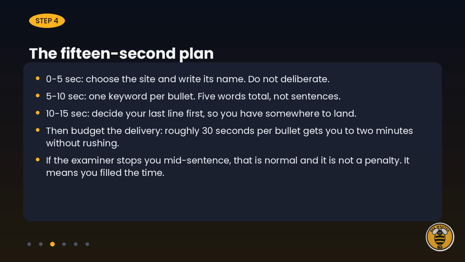And here is the plan itself. 5 seconds to choose the site and do not deliberate. 5 seconds for one keyword per bullet, 5 words in total, not sentences. 5 seconds to decide your final line so you have somewhere to land. Then budget roughly 30 seconds per bullet, which gets you to 2 minutes without rushing. And if the examiner stops you mid-sentence, that is not a penalty. It means you filled the time.